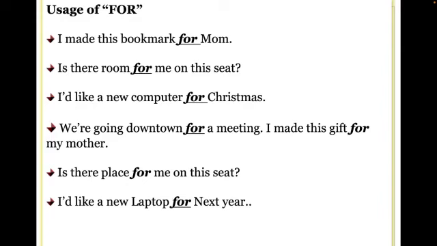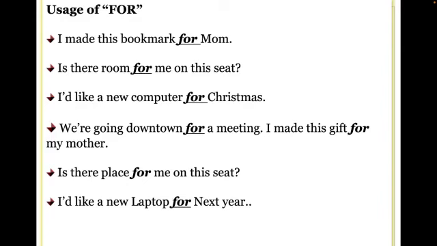We also have the word for as a very common preposition. I made this bookmark for Mom. Is there room for me on this seat? I'd like a new computer for Christmas. We're going downtown for a meeting. I made this gift for my mother. Is there a place for me on this seat? I'd like a new laptop for next year.